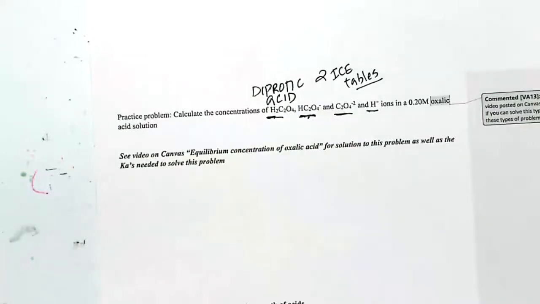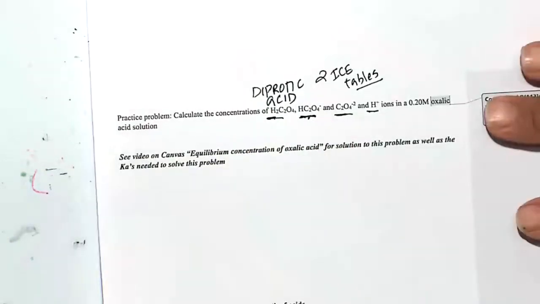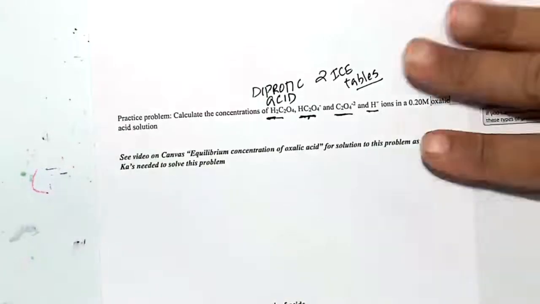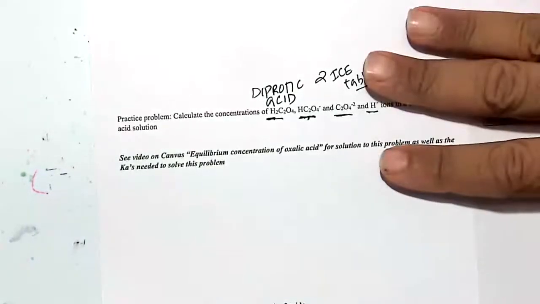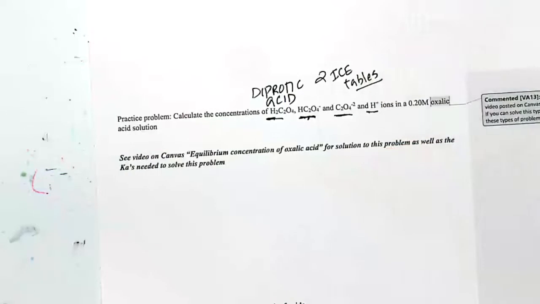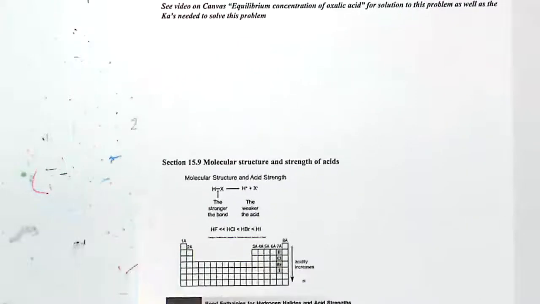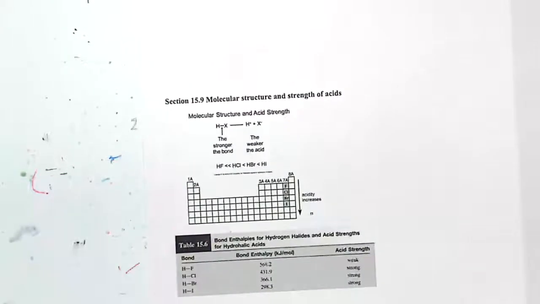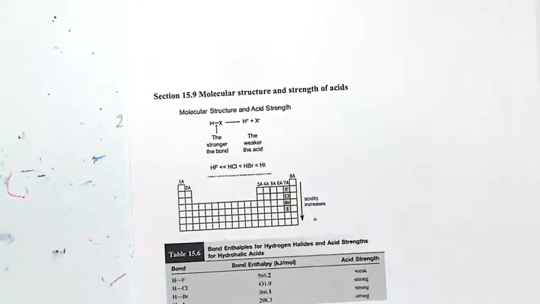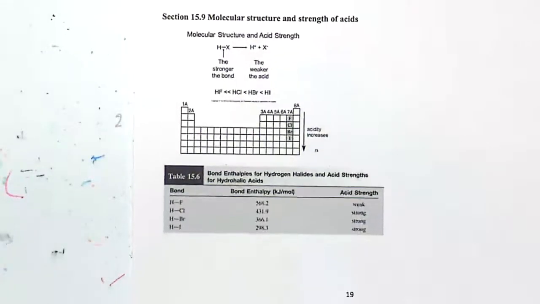So I'll let you watch that video, just to save some time. If you can do it, the test exam one will be very easy because that's only one ICE table. This problem requires two ICE tables. So check that out when you have the time on Canvas. If not, you can use the study guide that I have on Canvas.